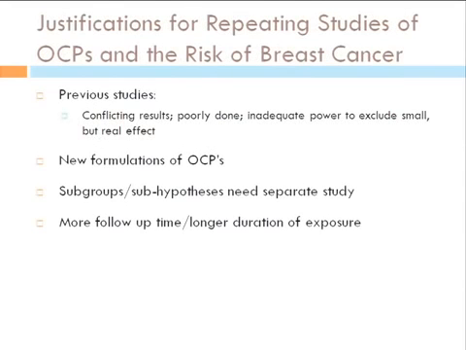But at one point, the previous studies had really conflicting results. Some of them were poorly done. They might have inadequate power to exclude a small but real effect. The formulation of oral contraceptive pills has changed over time as well. You might want to look at specific subgroups or subhypotheses, and you would need a separate study of those. Or you might want more follow-up time, longer duration of exposure to see the long-term effects, right?